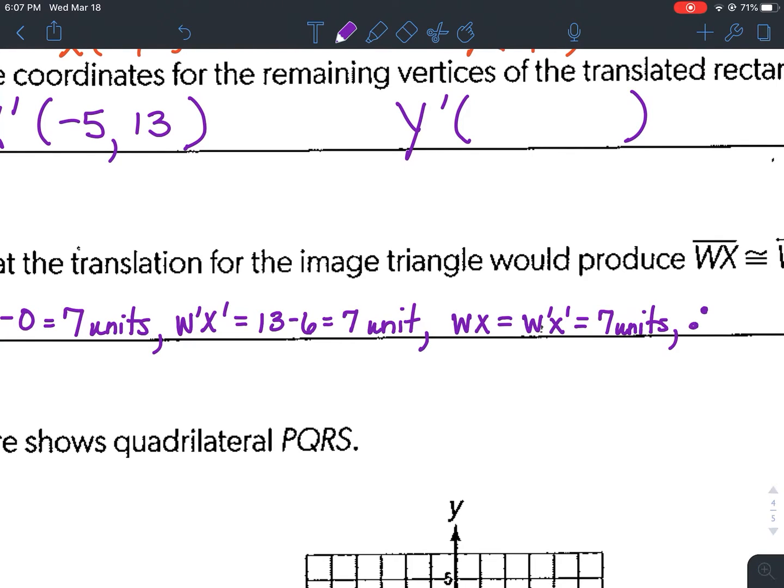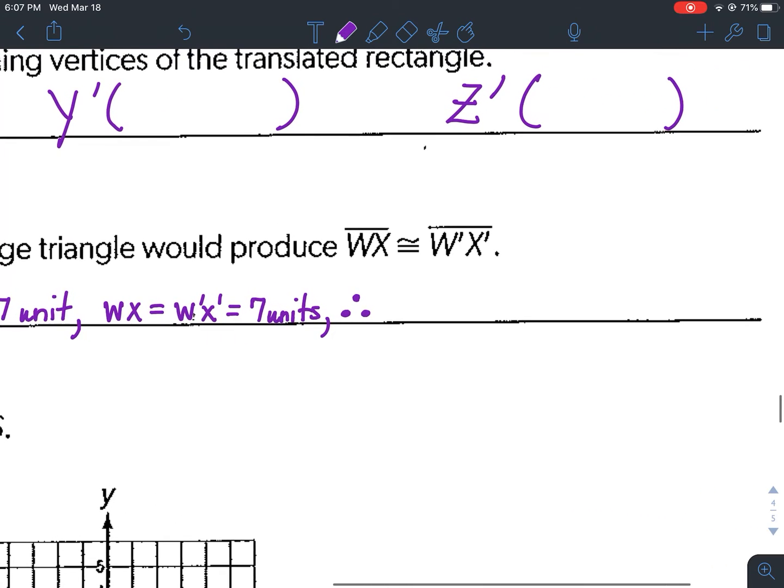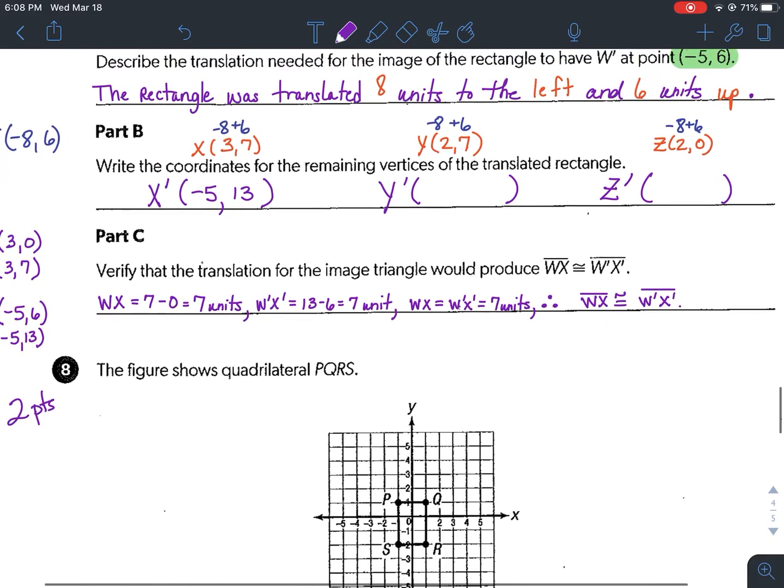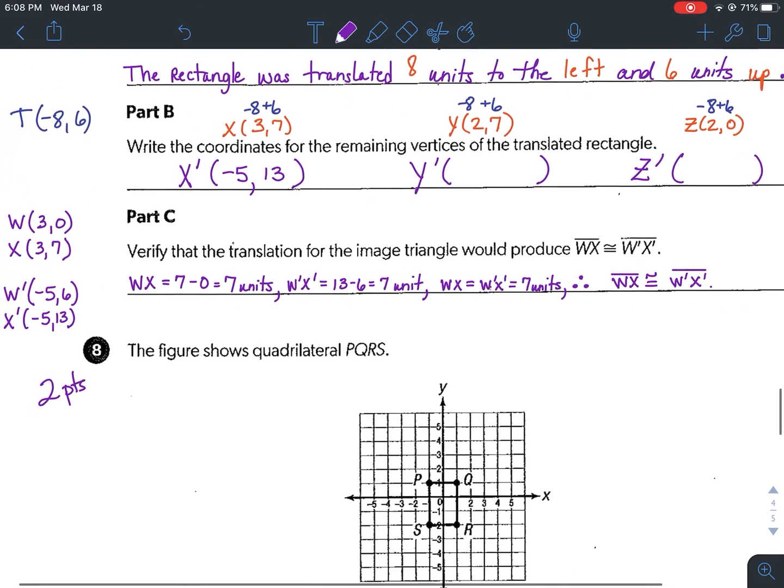Therefore, if their lengths are equal, we can state that the sides are congruent. Therefore, WX is congruent to W prime X prime. And that is it for part C.